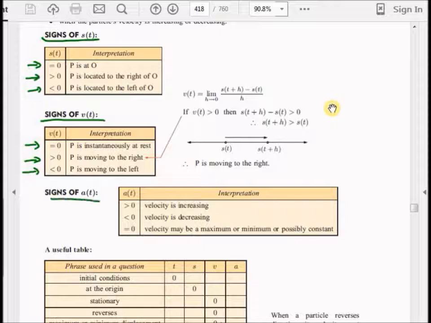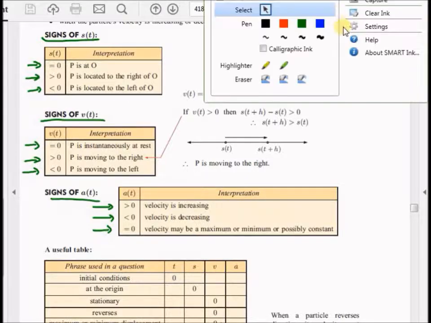Signs of a of t. If a of t is greater than 0, the velocity is increasing. If it's less than 0, negative, then the velocity is decreasing, slowing down. If it's equal to 0, the velocity may be a maximum, it may be a minimum, or it may possibly be constant, so no change in velocity. Maximum, minimum, or constant. Good idea to mark these in your notes, keep them, and have them for memorizing.